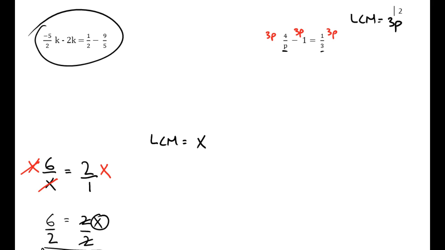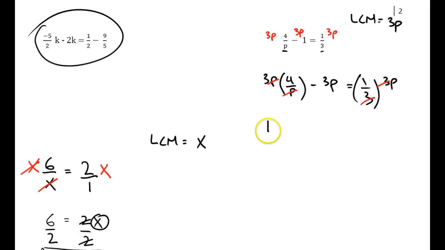Let me write this out. It's 3p times 4 over p, minus 3p times 1, which is just 3p, equals 1 over 3 times 3p. And look what happens. The p and the p cancel each other out. The 3 and the 3 cancel each other out over here. So I'm left with 3 times 4, which is 12, minus 3p, and then 1 times p is just p. Looking a lot better.